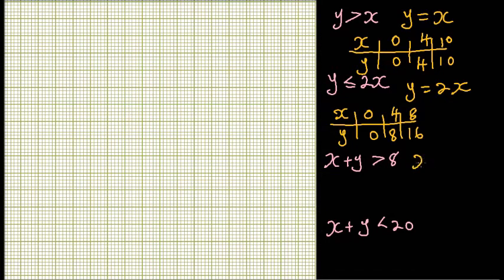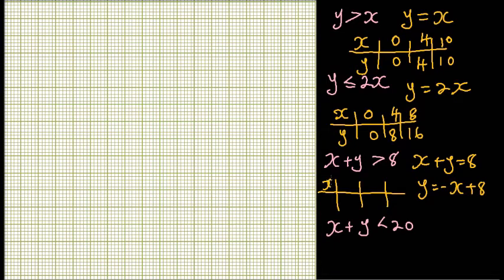Then this one we can write as x plus y equals 8. You can rearrange it and say y equals minus x plus 8. Again we can make a simple table, this is our x, that is our y. When x is 0, y is 8. When x is 4, minus 4 plus 8 gives you 4. When x is 8, this will be minus 8 plus 8, we have 0. So we are going to use those values to plot that graph.